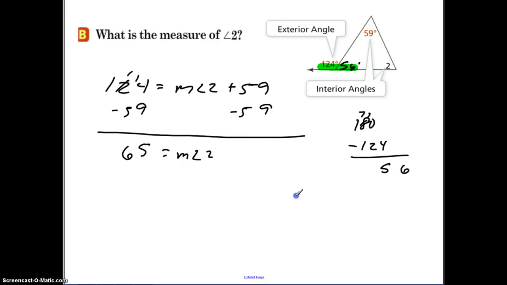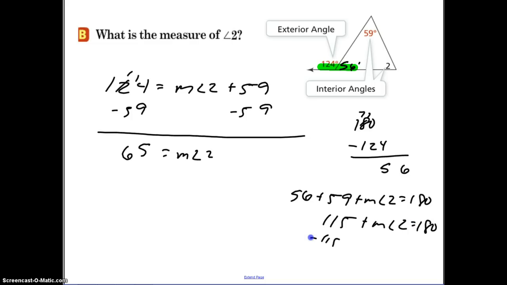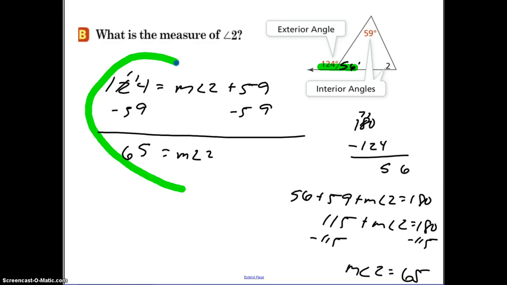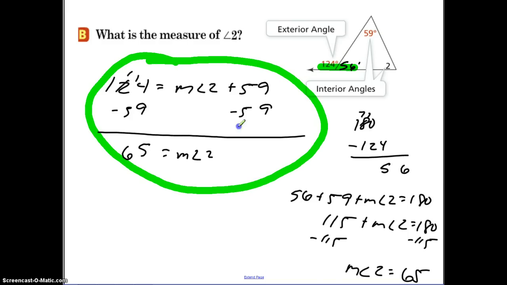Now I can do my triangle sum theorem and do 56 plus 59 plus the measure of angle 2 equals 180. Well, 56 and 59 is 115 plus the measure of angle 2 equals 180. Subtract 115 and you get that the measure of angle 2 is again 65 degrees. So both ways work. However, this way is a lot shorter. It takes you one step. So it's a good thing to remember your exterior angle theorem.